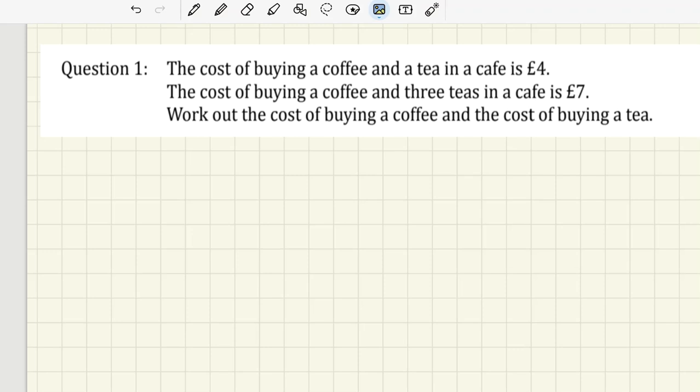Okay, so if we were going to do this as a trial and error approach, we need to look at what happens. The cost of a coffee and tea is £4. A lot of people would go, oh, £2 each, but that's not true because we've got a second piece of information: the cost of buying a coffee and 3 teas is £7. What's the difference between those two situations?